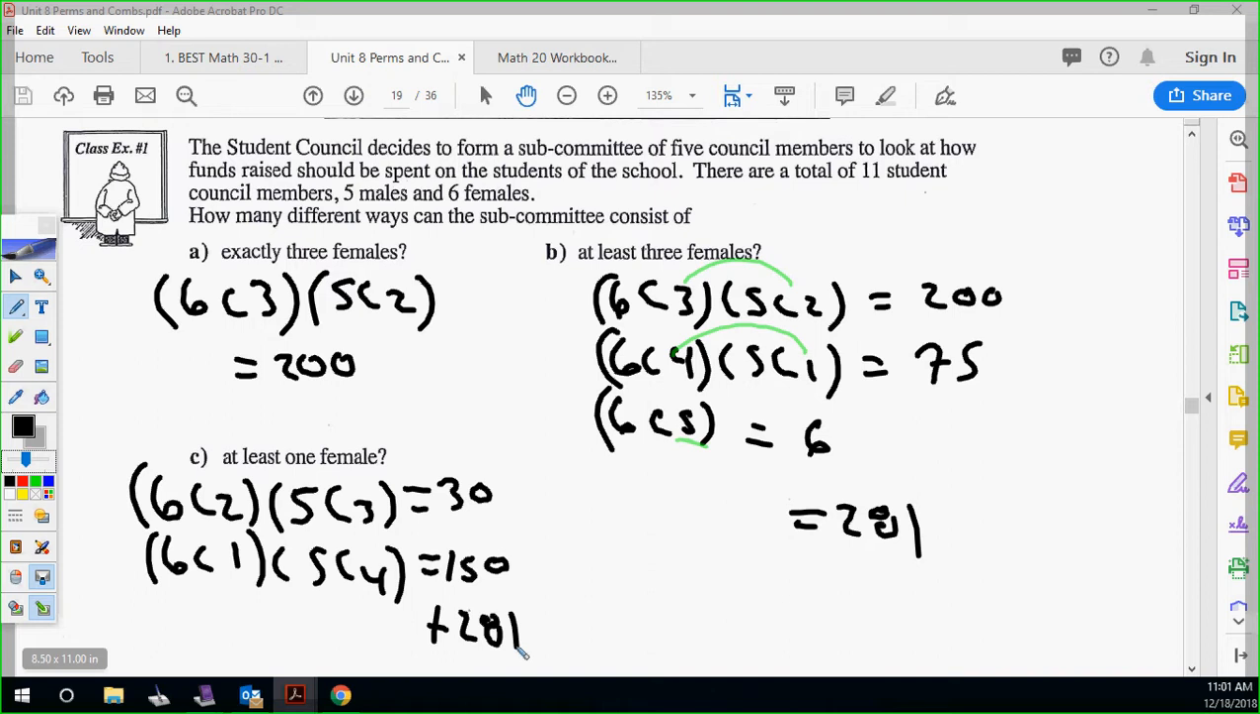Yeah, 6C5 is the max. That's all over here. So we stole the answer from the right. We don't have to do those again. 281. We know from 3 and up is 281. So we just add the 1 and the 2. So that's 180 plus 281, so 361. So it's 361 to have at least 1 female. Or wait, was it 461? Oh, sorry, 461. Didn't carry the 1. 461.